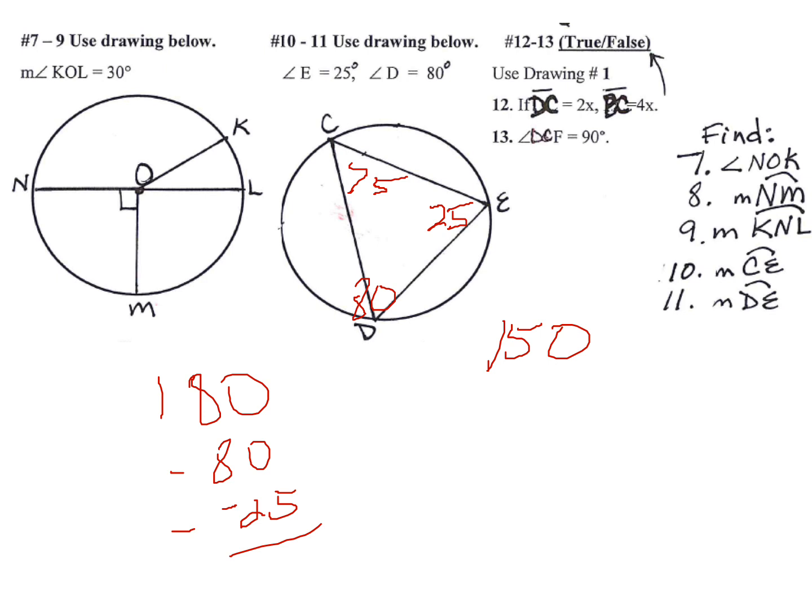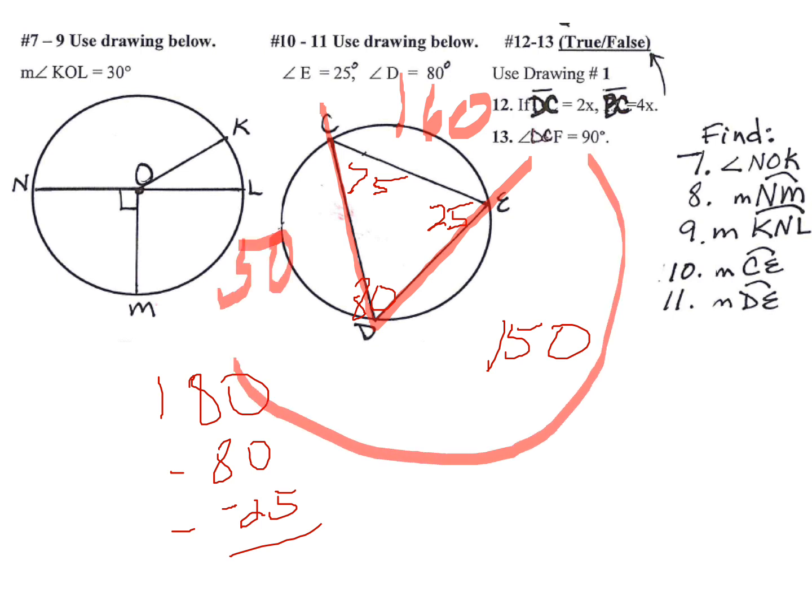And then do that again with your others. So you'll have D. Angle D is 80, so this will be 160. And then the 25 opens up to over here, will be 50. You can check it. The outside adds up to 360 and make sure you got it all right. Yeah, 150. All right, so DE was 150 and CE was 160 for your missing parts.